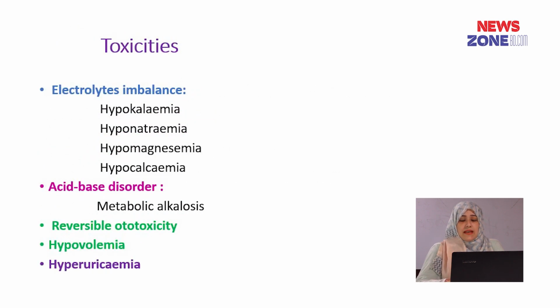What are the toxic effects of loop diuretics? They cause some electrolyte imbalance like hypokalemia, hyponatremia, hypomagnesemia, hypocalcemia, etc. They also cause some acid-base disorder called metabolic alkalosis, and reversible ototoxicity, hypovolemia, hyperuricemia, etc.